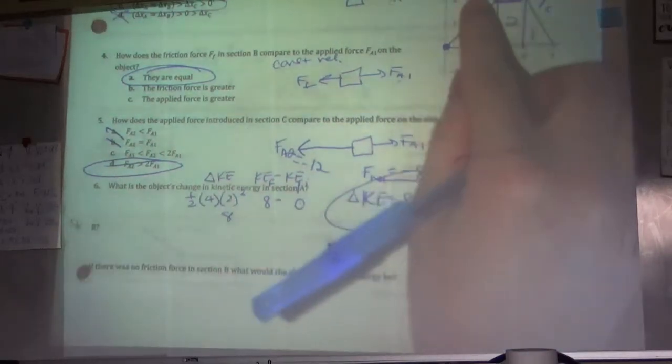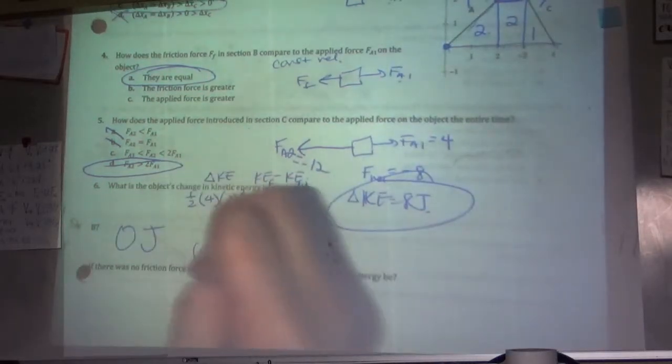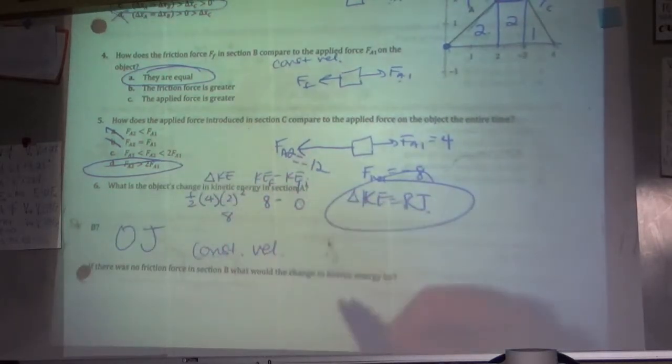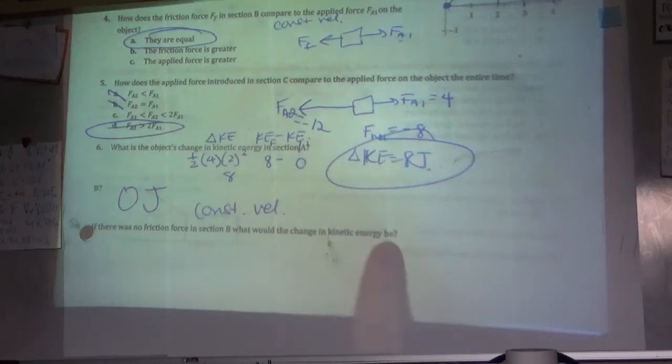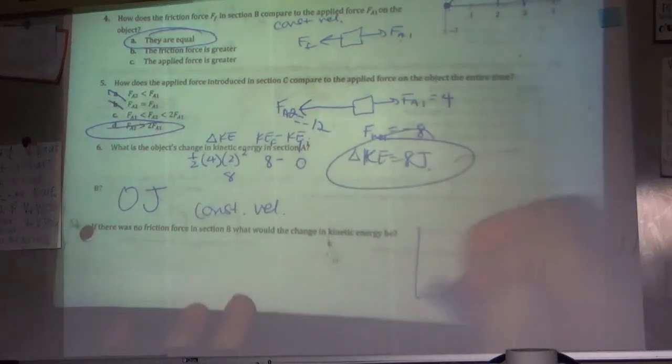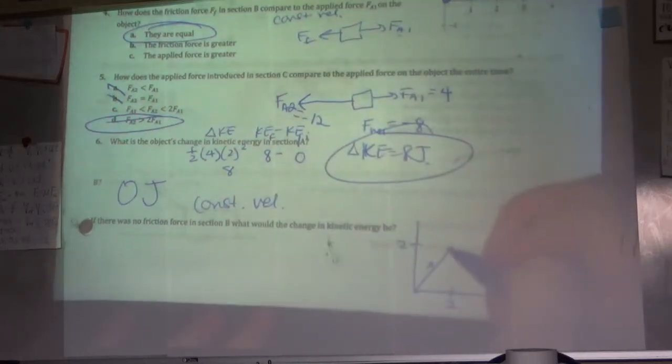In section B, what is the change in kinetic energy? There is no change in kinetic energy because it's staying at a constant velocity. That means the kinetic energy, which depends on velocity, is not changing. If there was no friction in section B, what would the change in kinetic energy be? So if I have my section A that goes like this, in section B, what happened was we introduced friction, so it kept going at a constant velocity, but I'm saying, what if I take away that friction? What would be the change now?